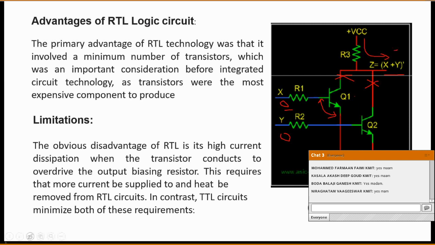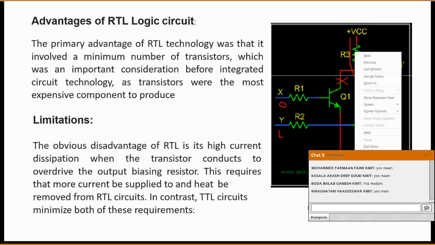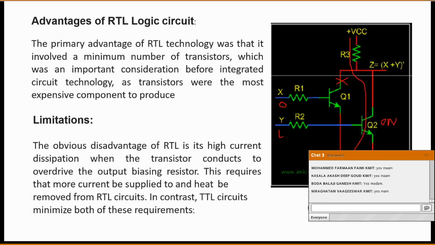And next case, second case, for 0 and 1. So this transistor is off. Okay, this transistor is off and acts as an open circuit, but the transistor Q2 will be in on state. On state means this transistor starts conducting and the current will be flowing through R3 and transistor Q2 towards ground. Okay, like this. This is the conducting path.